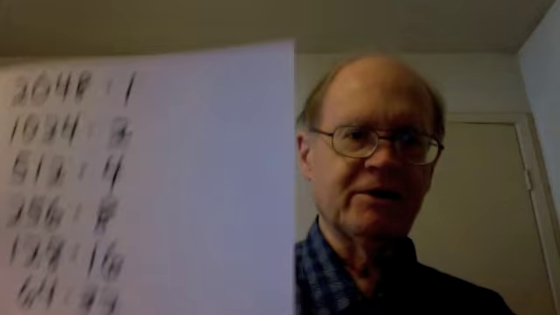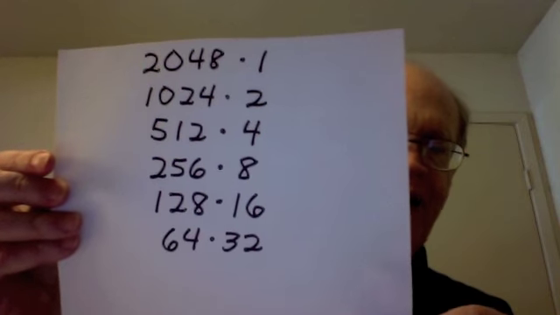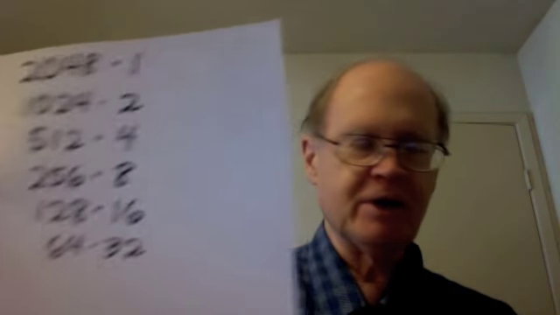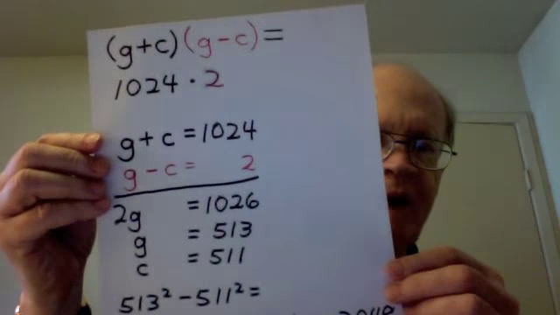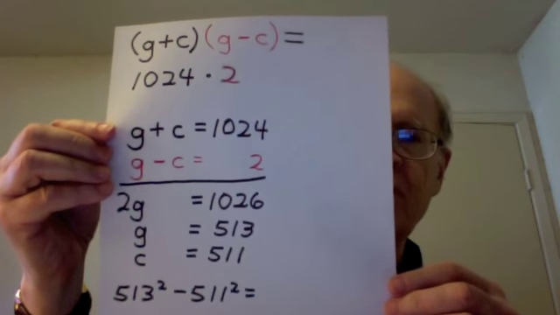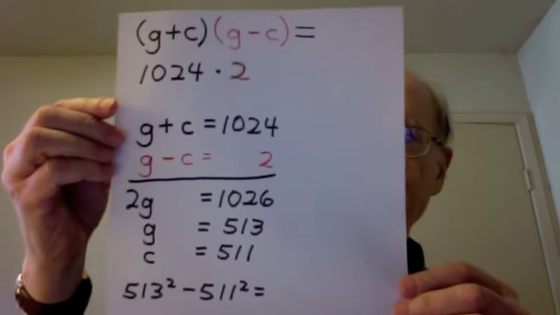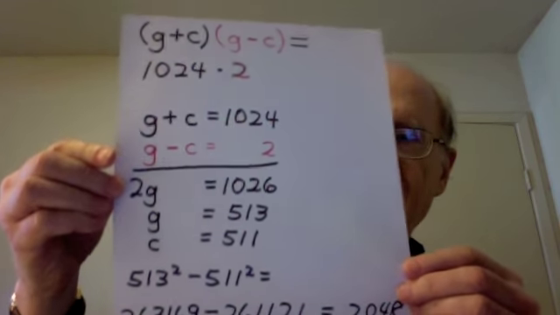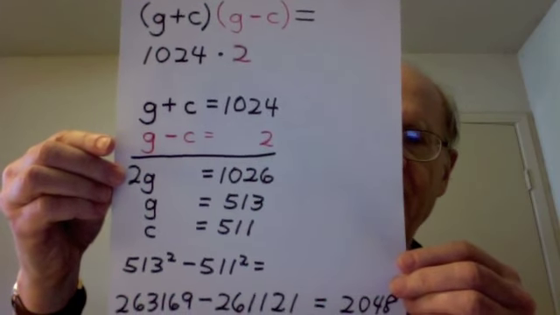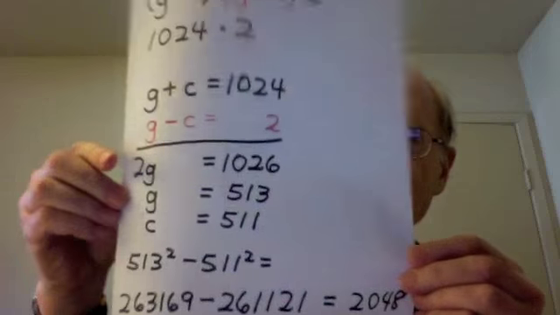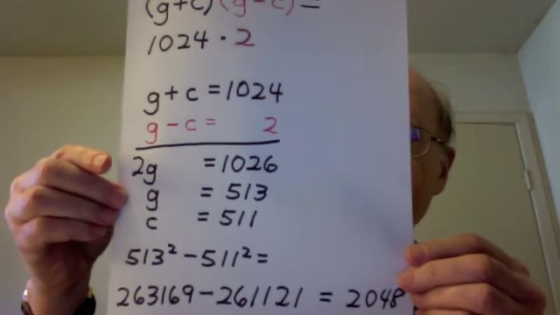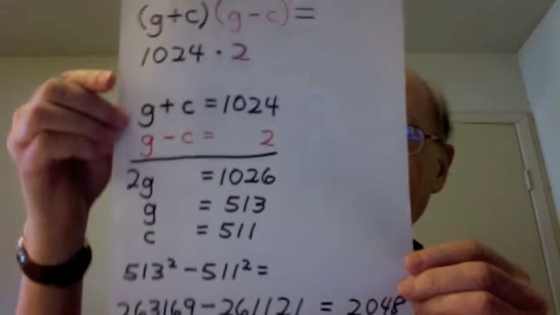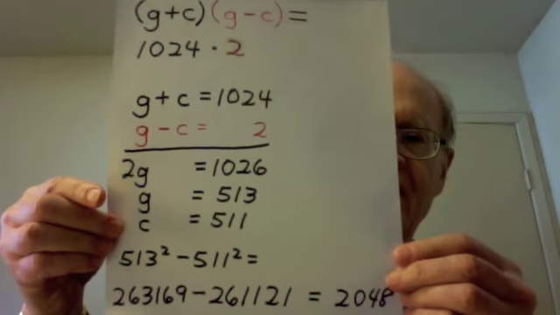But the other factors, once we get past this 2,048 times 1, the other factors do generate possible solutions. So our next one is G plus C times G minus C equals 1,024 times 2. G plus C equals 1,024. G minus C equals 2. I add the two equations. 2G equals 1,026. I divide by 2, G equals 513. I substitute that value into either of these. It gives me C equals 511.